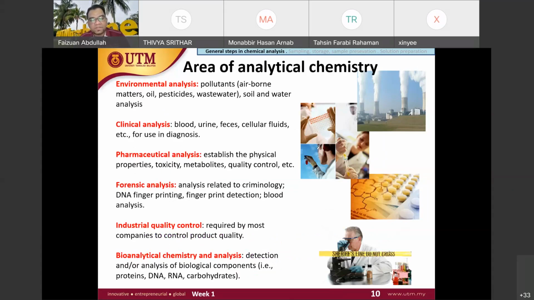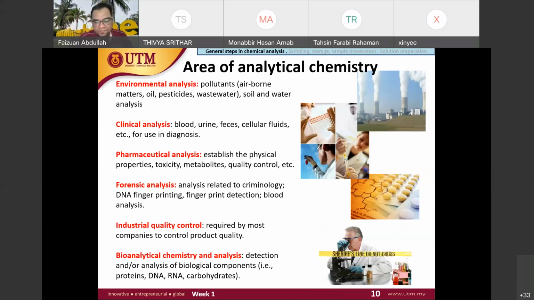We have the forensic analysis, analysis related to criminology. Most of my friends are also at the police department, the forensics police department. They use this knowledge to analyze samples related to criminology, right? DNA, fingerprinting, and blood analysis and so on. Industrial quality control, of course, we use analytical chemistry, right? Required by most companies to control product quality.